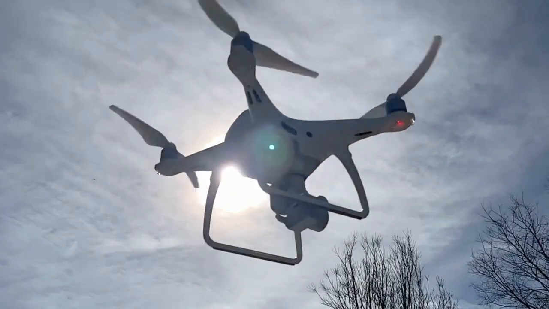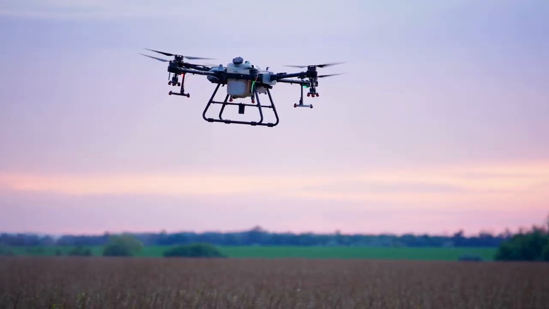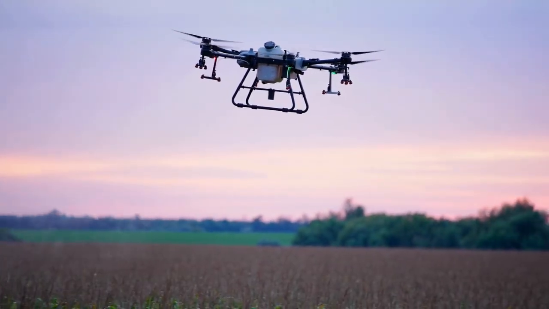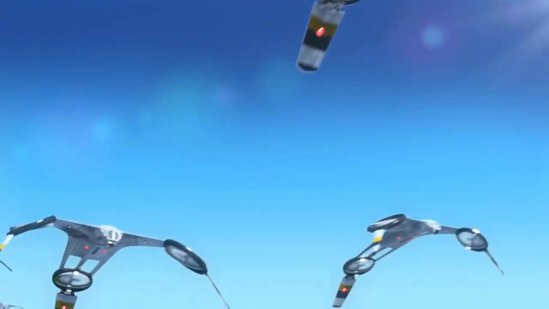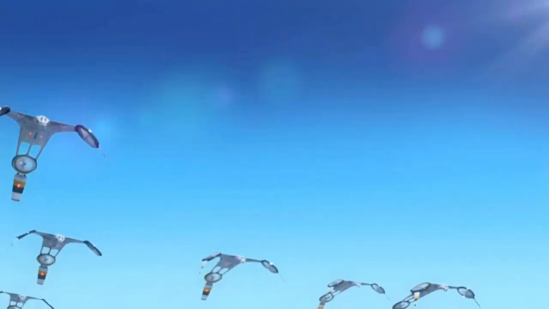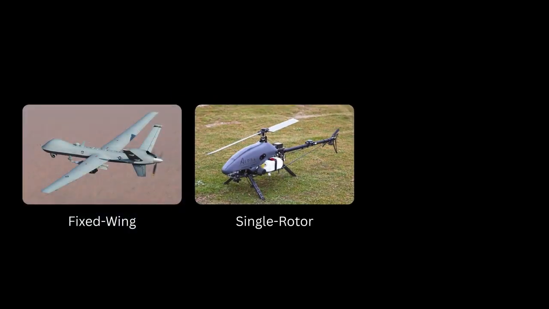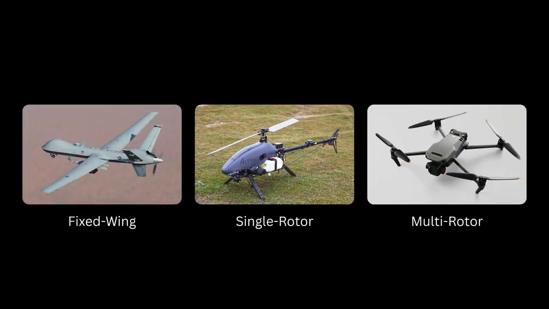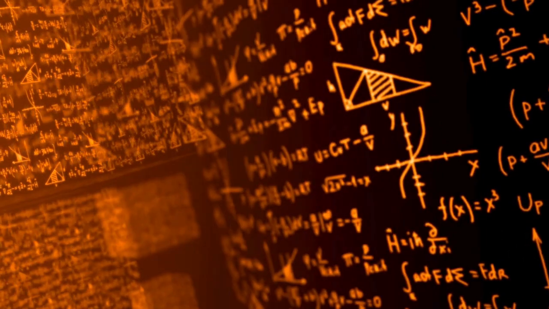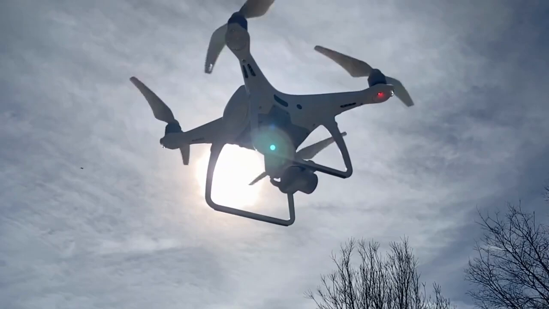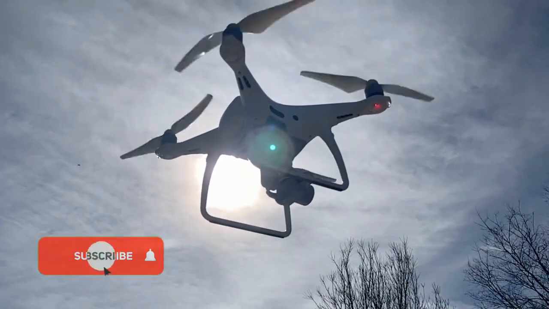We're all familiar with drones. Also known as UAVs, unmanned aerial vehicles, drones are now used across various sectors, from military operations and agriculture to entertainment. There are several types of drones, including fixed-wing, single-rotor, and multirotor systems, such as the quadcopter. In this video, we'll explore the basic physics behind the quadcopter and how it is able to fly.